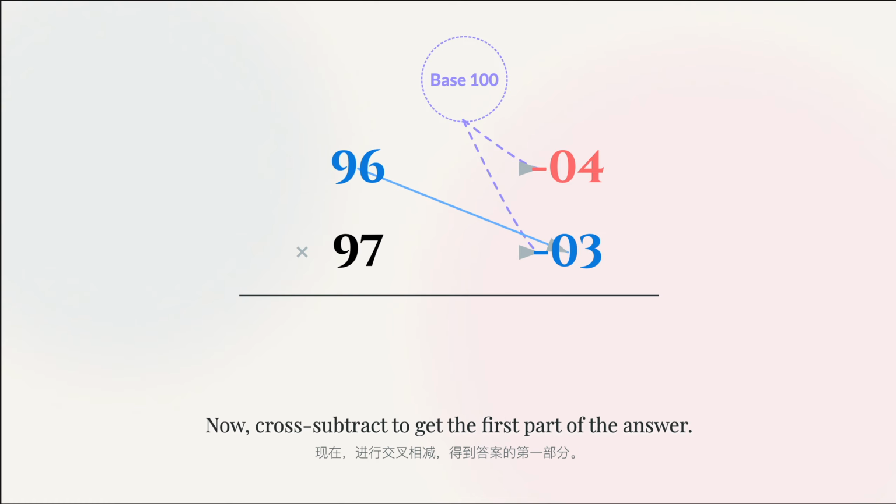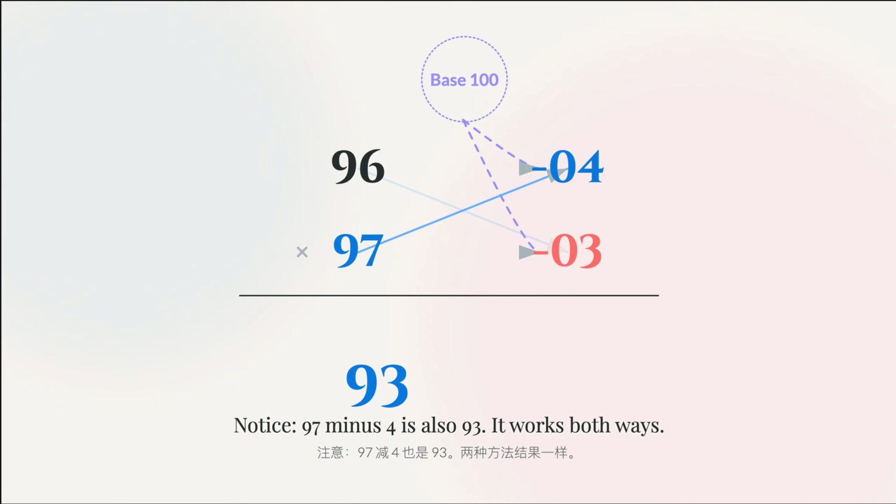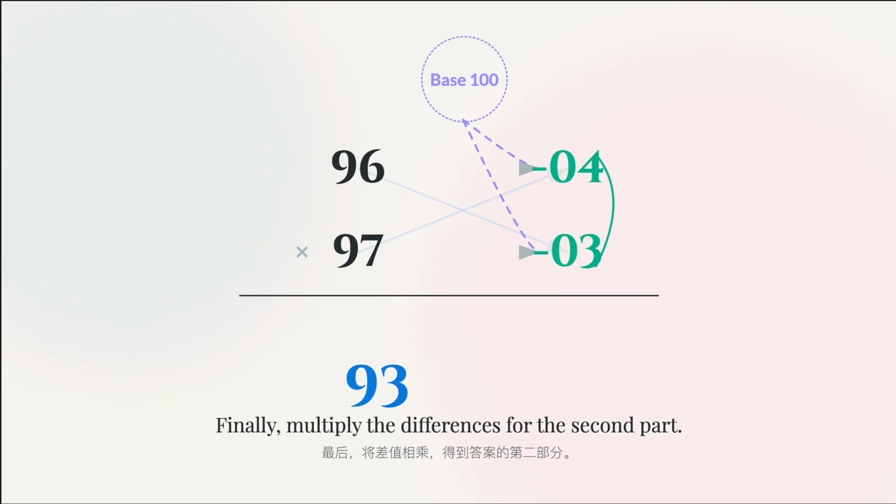Now, cross-subtract to get the first part of the answer. 96 minus 3 equals 93. Notice, 97 minus 4 is also 93. It works both ways. Finally, multiply the differences for the second part.